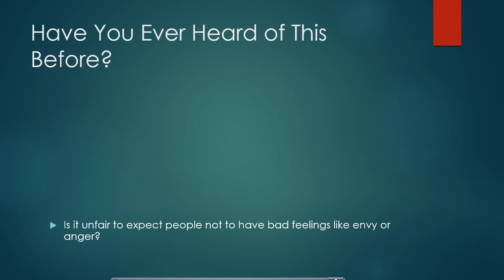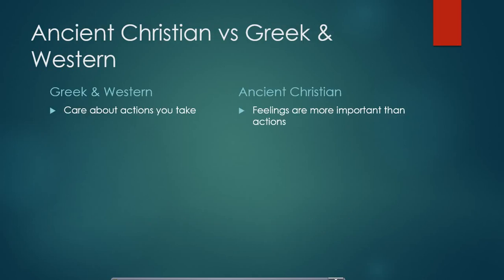So at the beginning, when I told them about feeling rightly, they seemed to understand that. They've heard of that idea before. But the idea that good actions aren't sufficient if you have bad feelings, that makes them uncomfortable. The Chinese idea of morality, I think, is most directly opposed to the ancient Christian, at least for me. So here's a comparison between ancient Greek and Western. For Greek and Western, they had different ideas about what actions you should take, but they're both action-based. And the ancient Christians, for them, feelings are more important than actions.